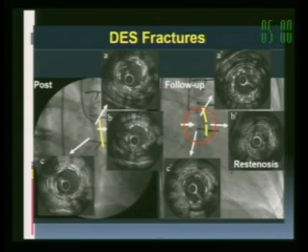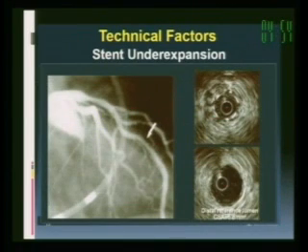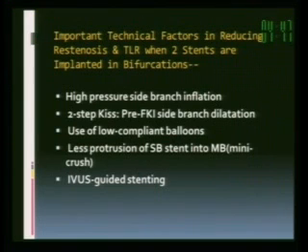This slide shows DES fracture during deployment of the stent, which later on caused restenosis. This slide shows stent under expansion, which later on leads to stent restenosis during follow-up. So important technical factors in reducing restenosis and TLR when two stents are implanted in bifurcation include high pressure side branch inflation, two-step kissing, use of low compliant balloons, less protrusion of side branch into main branch, that is mini crush, and IVUS guided stenting as far as possible.